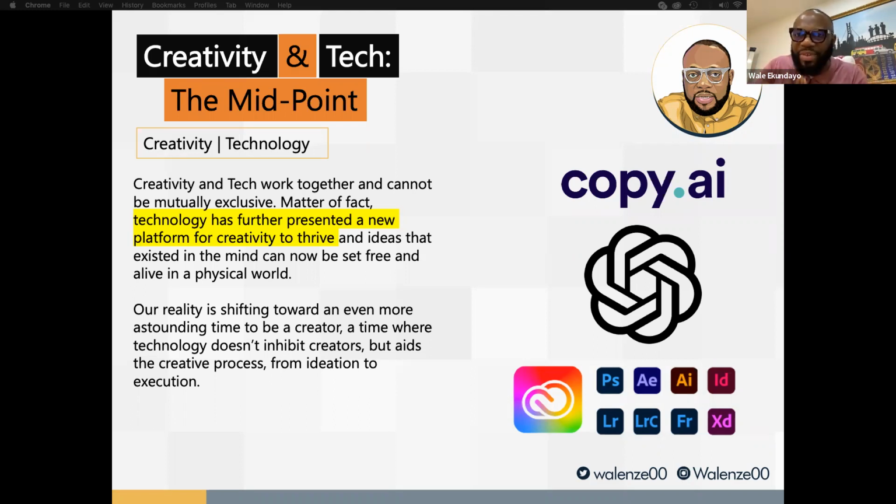Where does creativity meet with technology? Technology has presented a new platform for creativity to thrive. Back then we couldn't do much with PowerPoint presentations. It was bland, it was straight, and it was almost the same thing. Now you have different manipulative tools to be able to do the things that you can do. So our reality is shifting towards an even more outstanding time to be a creator.